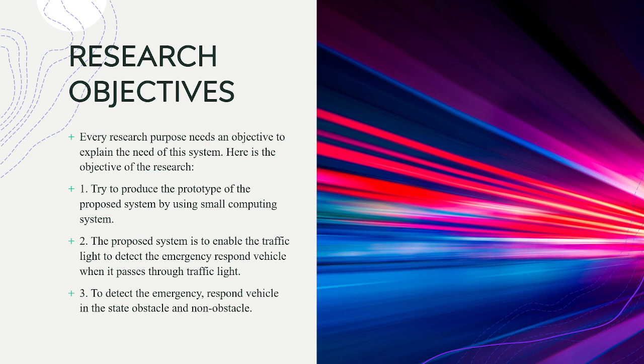The proposed system is to enable the traffic light to detect the emergency response vehicle when it passes through the traffic light, in the state of obstacle and non-obstacle. Meaning, in the state of obstacle, the obstacles are cars, lorries, and other transport. For non-obstacle, the traffic is clear, without any car on the road.